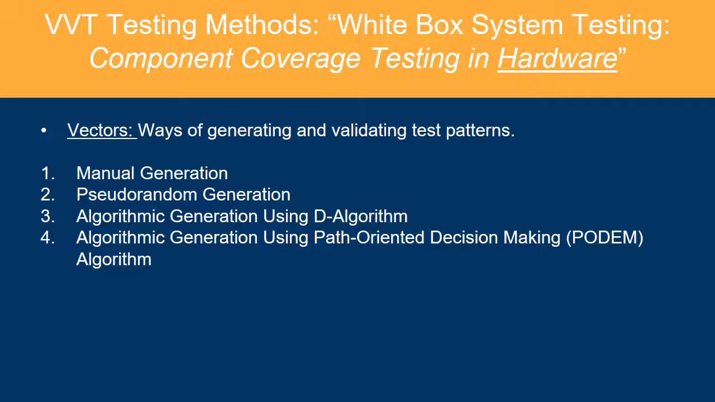In pseudo-random generation, the test patterns are generated using a random number generator and then simulated at the circuit level. In algorithmic generation using the D algorithm, the D algorithm uses a single stuck-at-fault model and defines the notions of primitive D cubes of failure and propagation D cubes. Algorithmic generation using the path-oriented decision-making algorithm is an improved D algorithm in the sense that its complexity grows exponentially with the number of UUT inputs and not with a much larger number of circuit nodes.